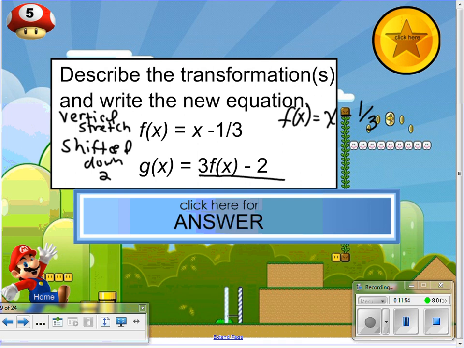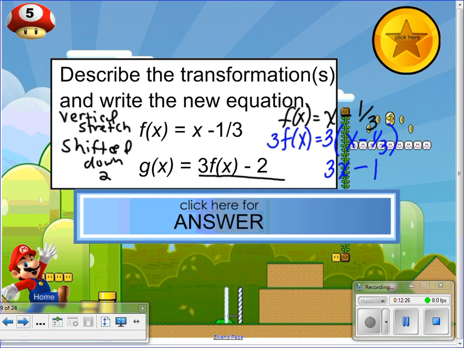Okay, so everybody following me so far? And then what we're going to do is we're going to take 3 times that. So we're going to start with 3 times f of x. Okay, and what that's going to look like is 3 times x minus a third. Okay, and when you do that, what you're going to end up with is 3x minus 1.